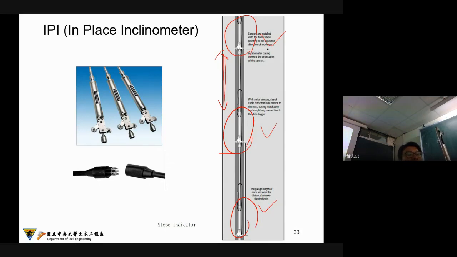So that's why we cannot use the IPI for a very dense measurement. With the manual measurement, we can check the inclination every 50 centimeters, so the resolution is very high. But if we need to monitor a 100 meter borehole and I only have a 2 million NT dollar budget, I can only put 6 inclinometers in the field for the IPI measurement. So how can I cover 100 meters depth with only 3 inclinometers? It is impossible, right?